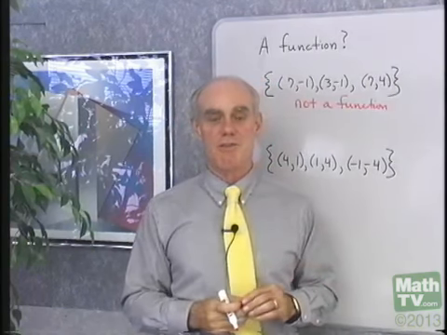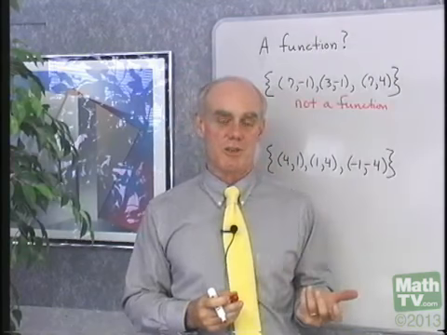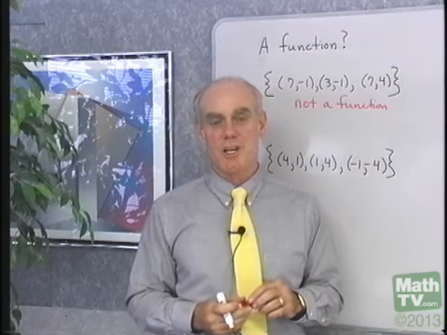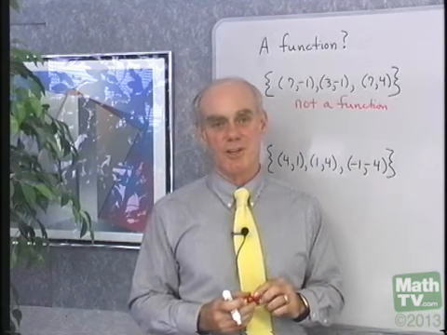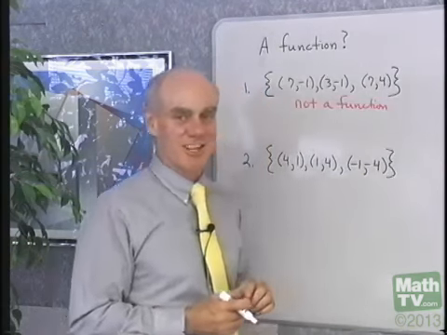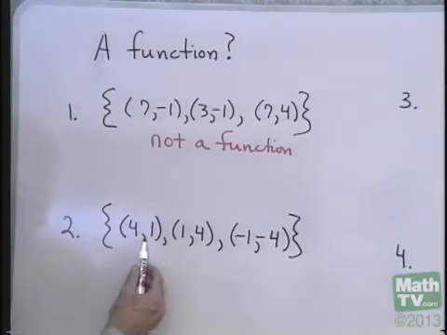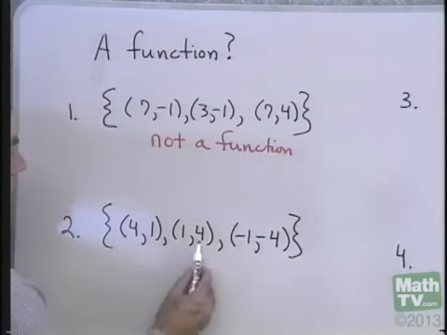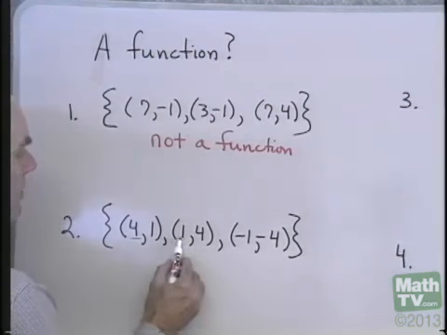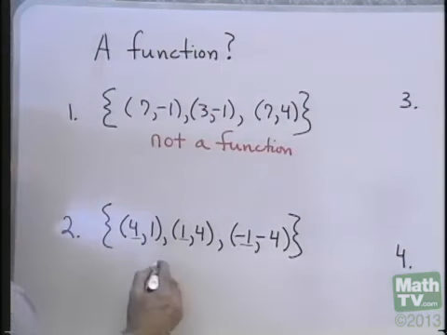That's the same as saying a function is a rule that pairs elements in the domain with elements in the range such that no two elements in the range come from more than one element in the domain. Let's look at our second set of ordered pairs: (4, 1), (1, 4), (-1, -4). You can see I have three ordered pairs here. They all have different first coordinates, so this is a function.